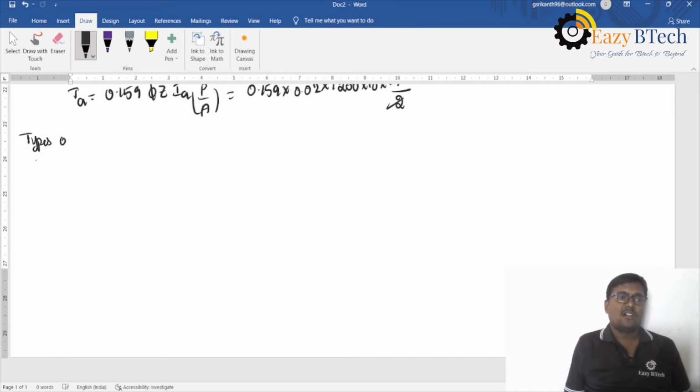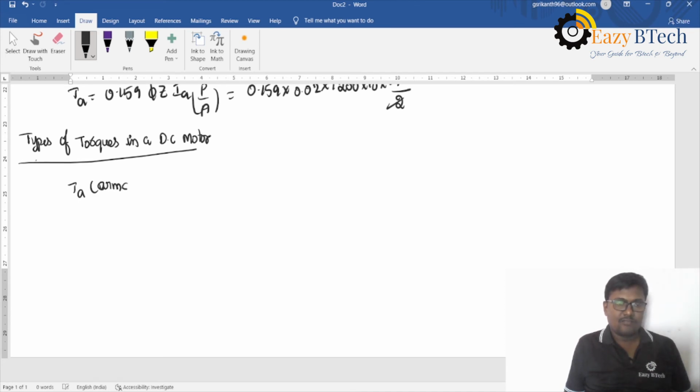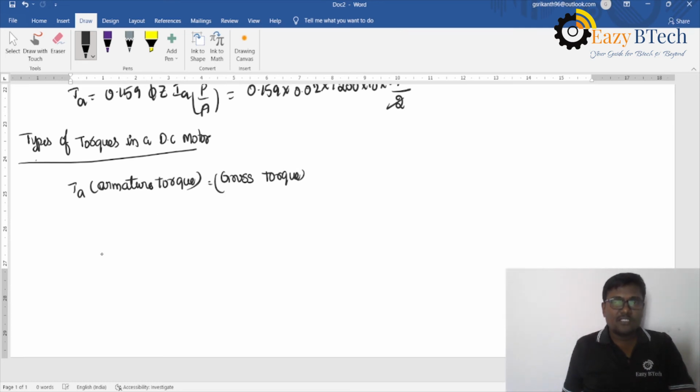Next, what are the types of torques in a DC motor? We know that one is the armature torque, and this torque is also called the gross torque. Listen, students and friends, there is a difference between the gross torque and the net torque.